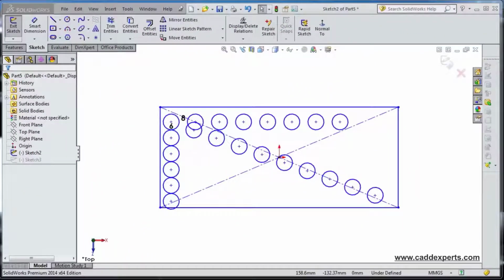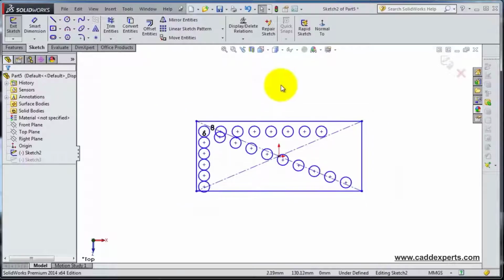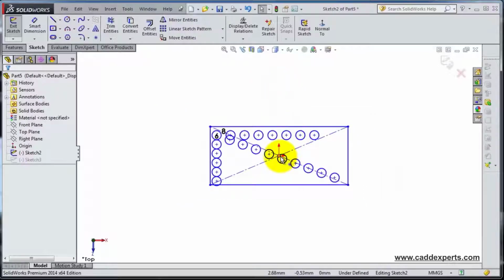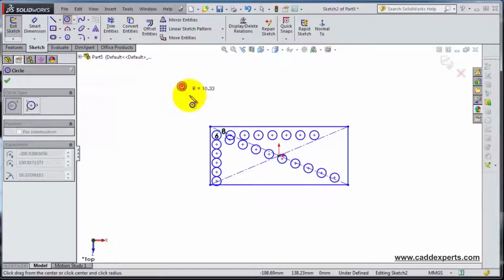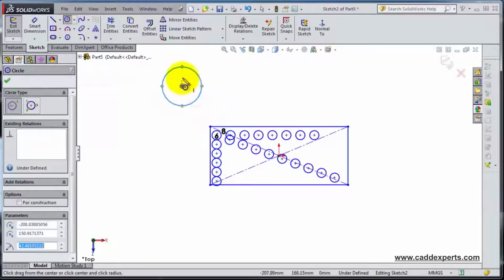In the previous tutorial we talked about the linear pattern, and there is a different type also called the circular pattern, where you are able to make the pattern on a circular shape. So here we have the origin. It will be the center of the circular pattern. Let's try to make a circle here, and let's make some instances in a circle around that origin.